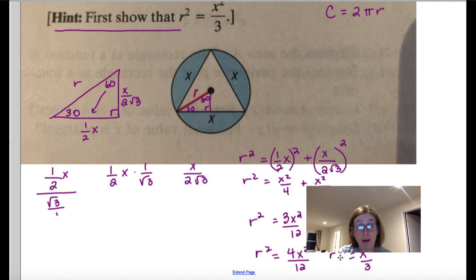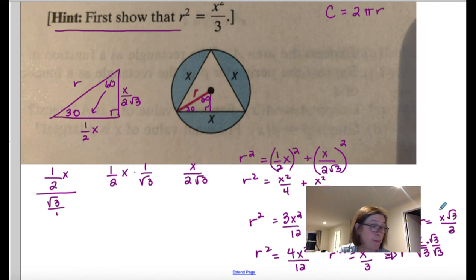Okay, now we have r squared equals x squared over 3. That means, therefore, that r, which is what we need for circumference, is x over root 3, which, if we rationalize it, would be x root 3 over 3. So that's my r value.